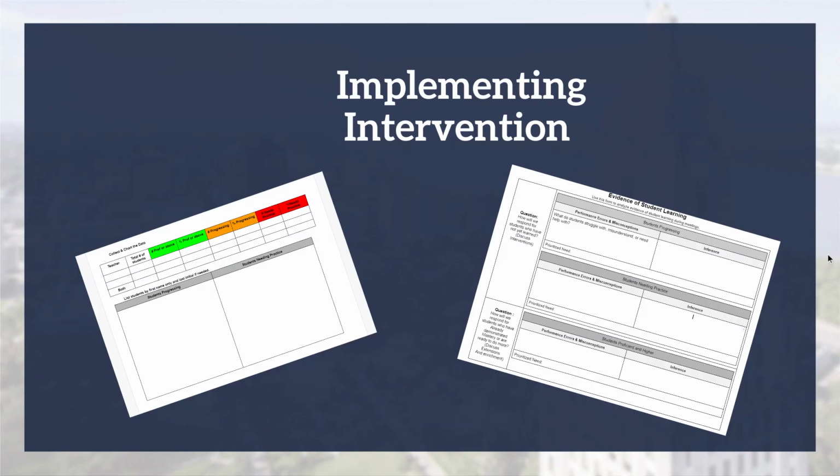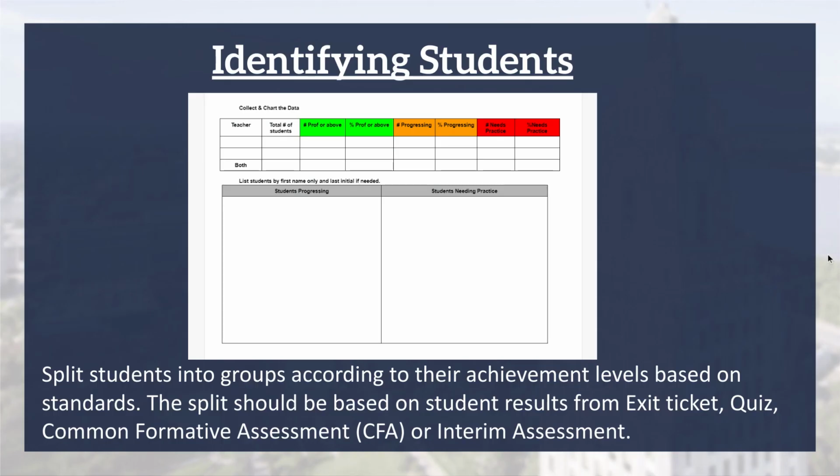All right, we're implementing intervention or small group. So the first thing we want to do is identify our students. We want to split our students into groups according to their achievement levels based on the standards. So the split should be based on student results from an exit ticket, a quiz, a CFA, or interim assessment. It could also be an end of module assessment. It could be a topic quiz. So you have plenty of options, but it should be based on the standards.